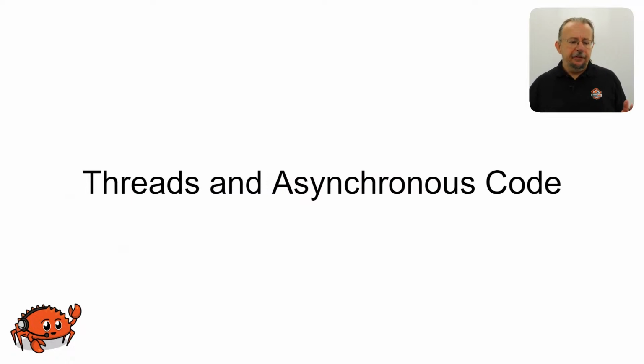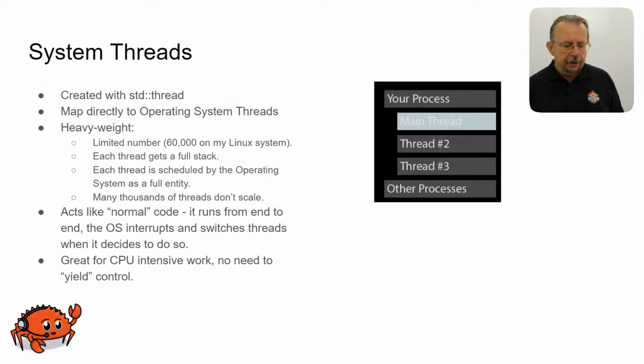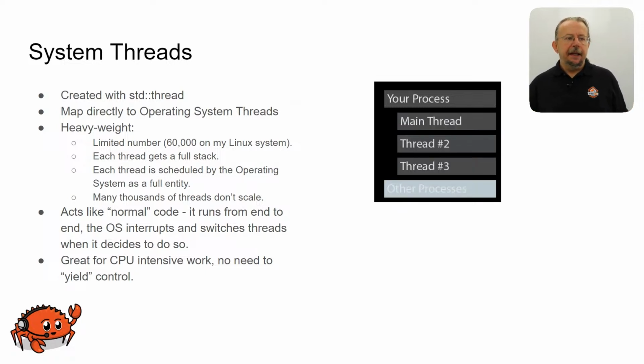All right, so we're going to get started by having a look at what are threads, what is async code. Now, system threads are obviously created by the operating system. They are the most basic block. Every program has at least one. It has a main thread that the program is running through.